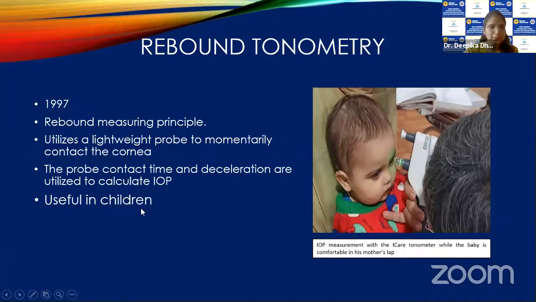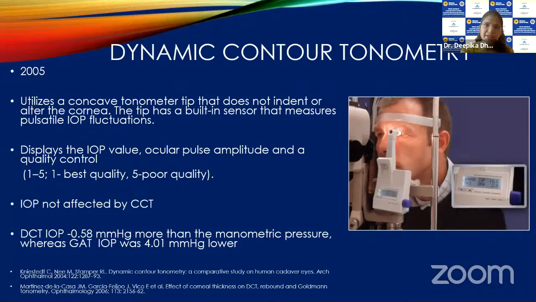It is very useful in patients who are not cooperative for Goldmann applanation tonometer or NCT because it is very light in touch, and can be useful in children. It is also useful in cases where the cornea is very bad or irregular, where other tonometers may not give good readings. Then the latest is the dynamic contour tonometer, which was developed in 2005.